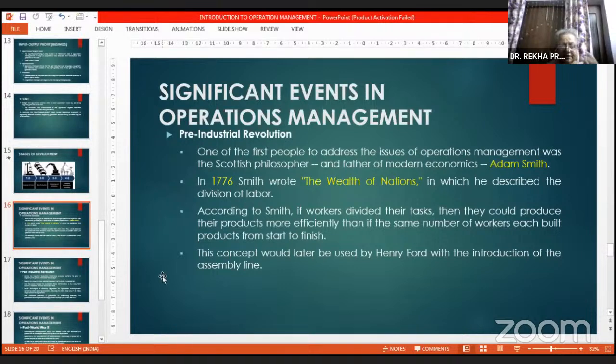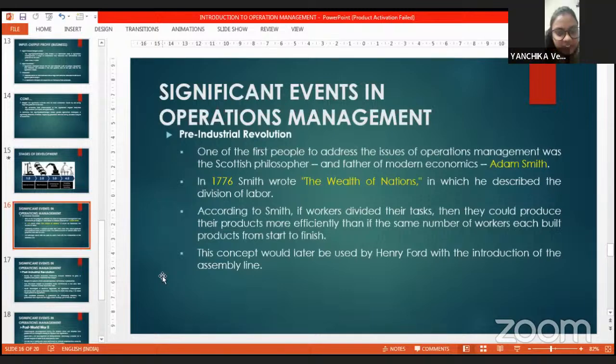So this is the significant development in operations management. Just read it. Significant events in operation management. Pre-industrial revolution, one of the first people to address the issue of operation management was the Scotch philosopher and father of modern economics, Adam Smith. In 1776, Smith wrote The Wealth of Nations, in which he described the division of labor.